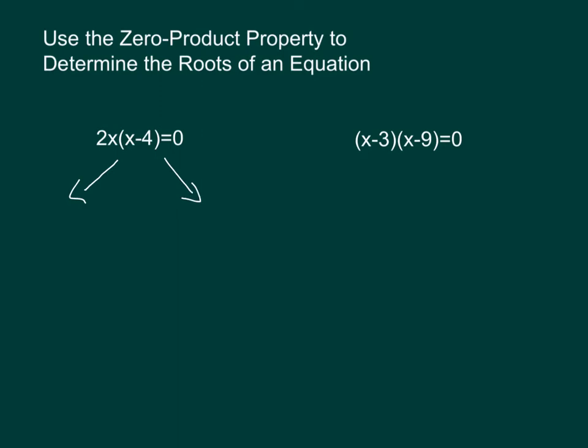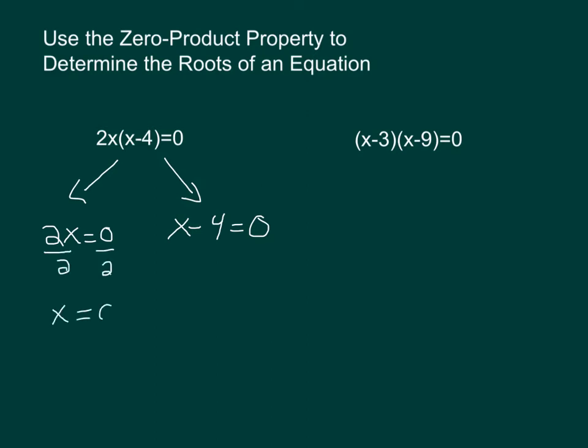I take the first part, 2x, and I set that equal to 0. I also take the other part, x minus 4, and set that equal to 0. Now I have two individual equations that I need to solve. I'll start by dividing by 2.